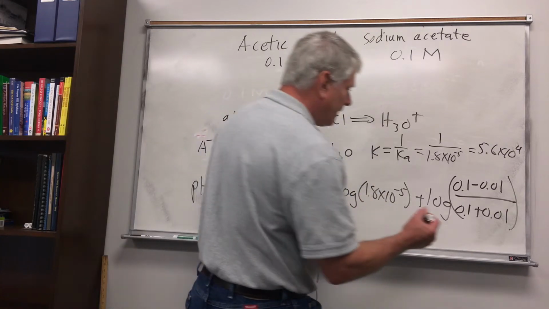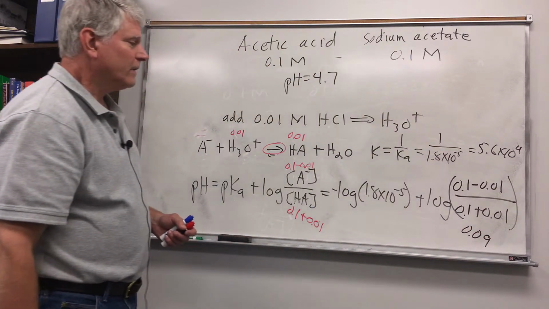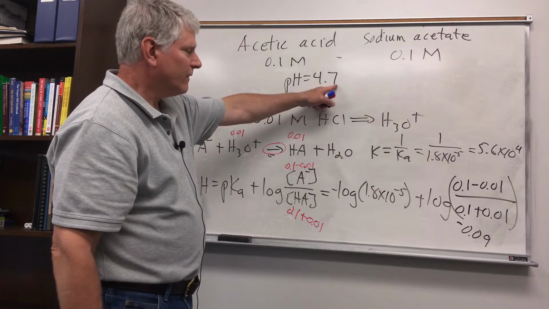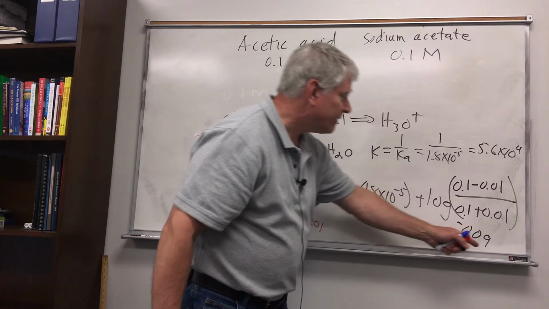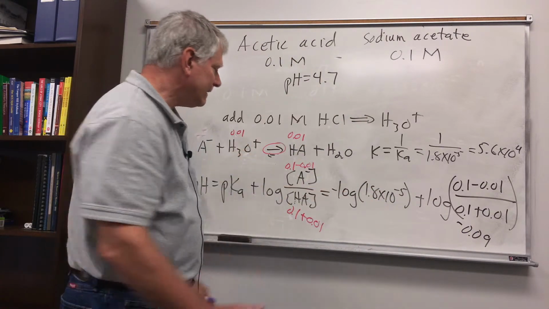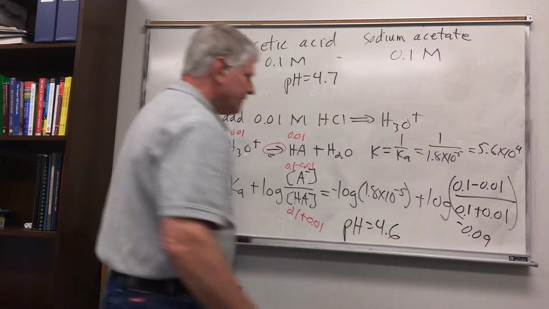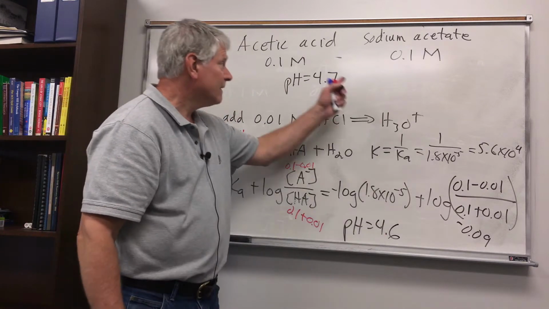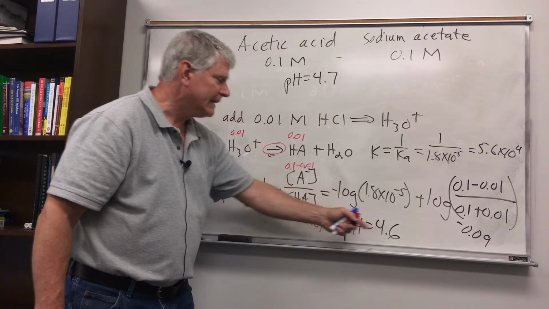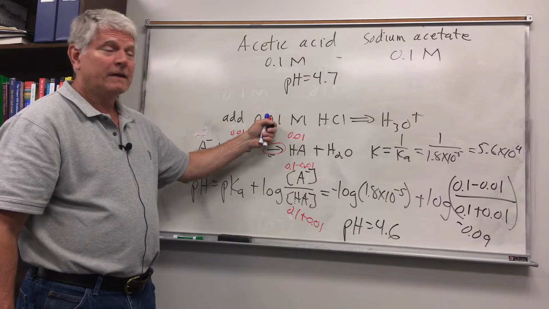So when I do this calculation, this turns out to be 0.09. So negative 0.09. So that's almost negative 0.1. So that's just going to change the pH from 4.7 to 4.6. So we only changed the pH by a tenth. It only went down a tenth of a pH unit, even though I added this strong acid.